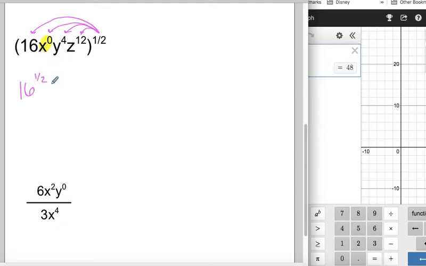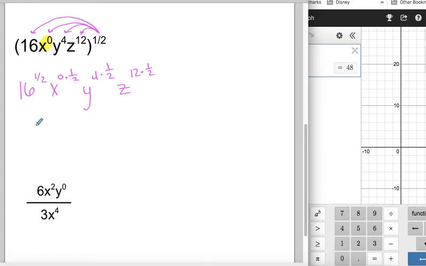So 16 is going to have the power of 1/2. The x has a power of 0, and remember, we are multiplying times 1/2. And then we have a y, and its current power is a 4, and it's going to be multiplied with the 1/2. And then the z has a power of 12, and it's going to multiply by the 1/2.